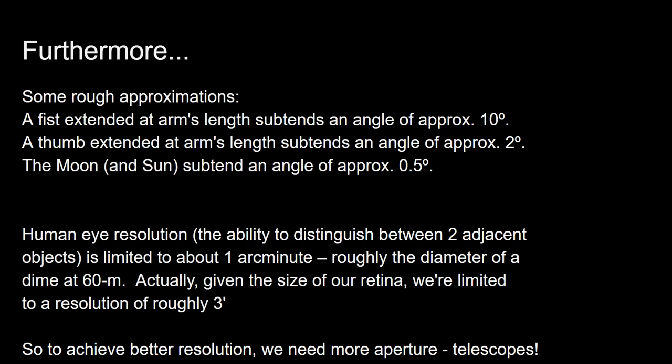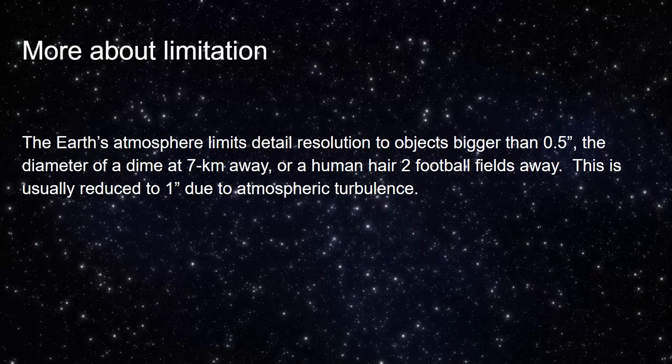So when we want to have better resolution, we've got to have bigger eyes. We can't make our eyes bigger, but we can make telescopes that have way more light gathering ability. We have other limitations, of course. The Earth's atmosphere limits the details that we can get. So this is kind of like having a diameter of a dime 7 kilometers away, or a human hair 2 football fields away. That's usually reduced a bit because of atmospheric turbulence.